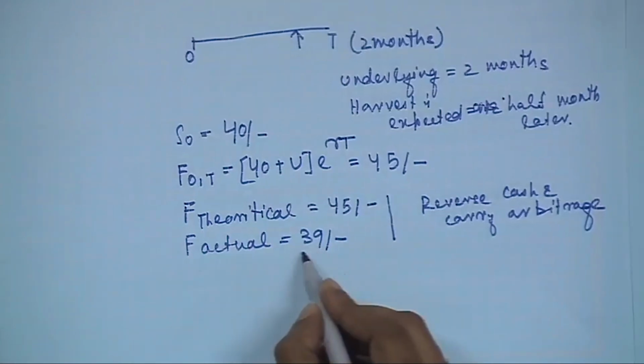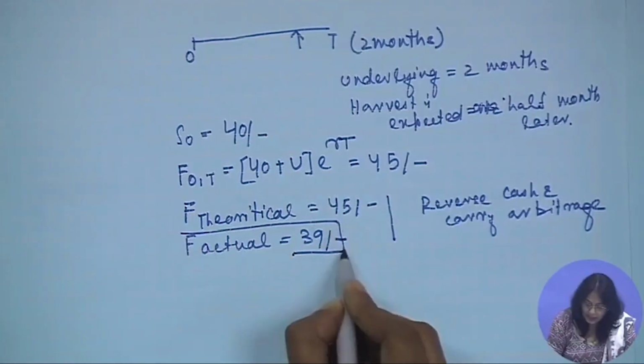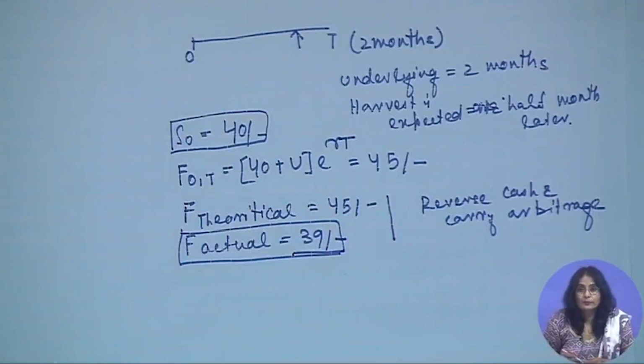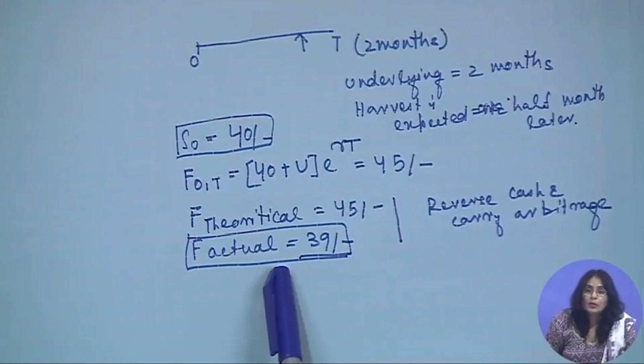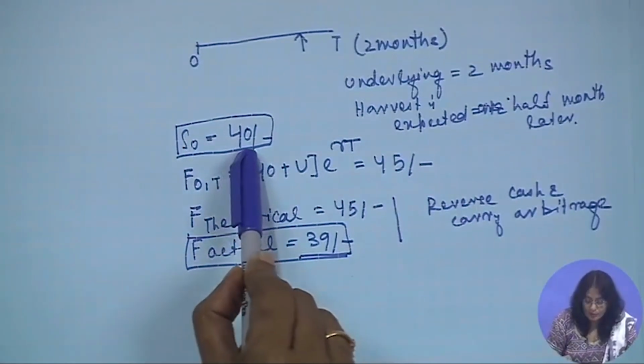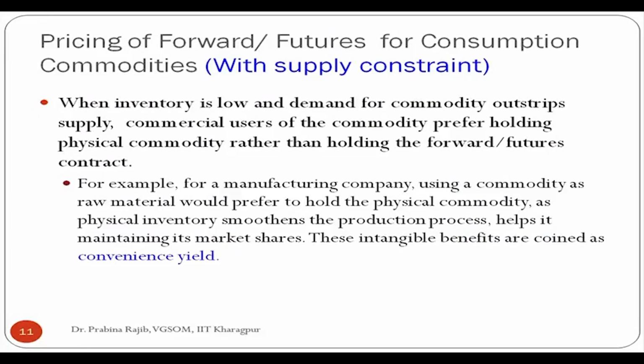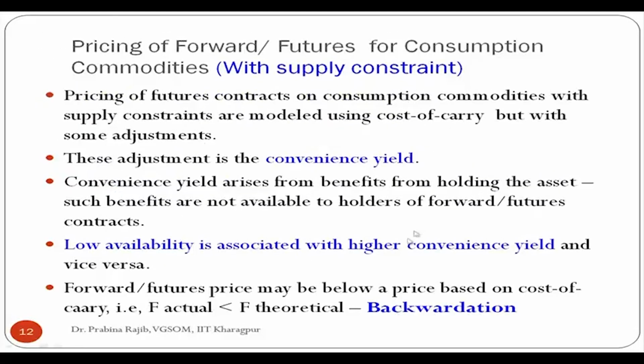Let's focus on this example here. What is the actual future price? The actual future price is 39 rupees. And what is the spot price? Spot price is 40 rupees. So the actual future price is less than the spot price of the commodity, and this kind of situation is known as backwardation in commodity jargon. So what exactly is it? The forward or futures price may be below the price based on the cost of carry, that is F actual may be less than F theoretical, and that is known as backwardation.